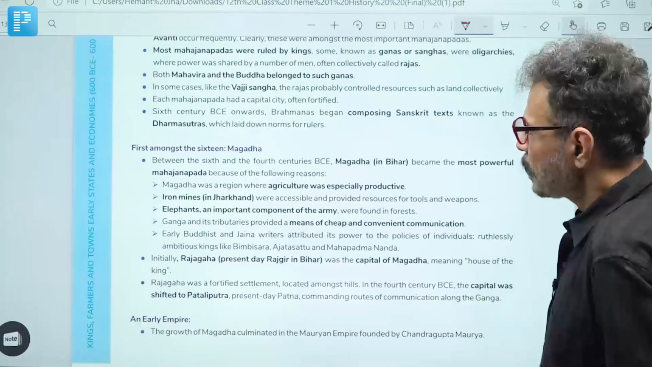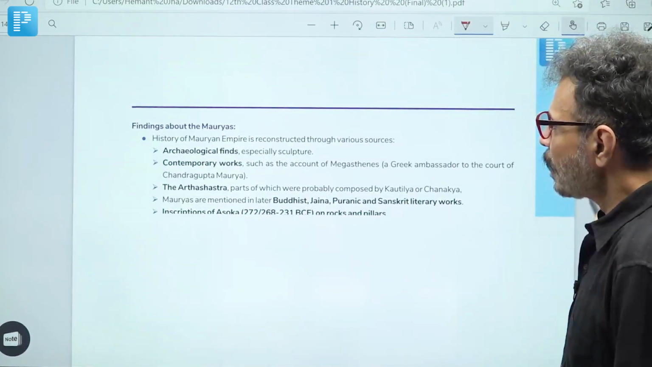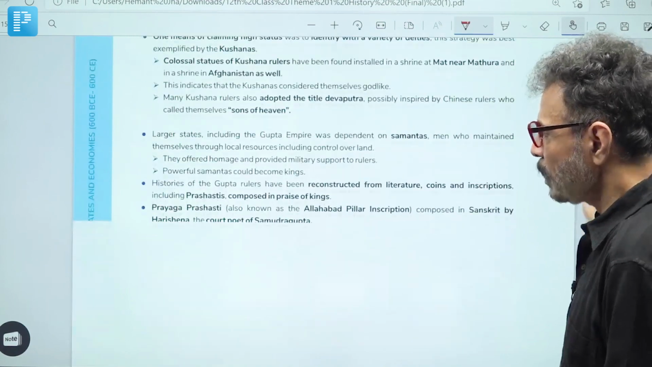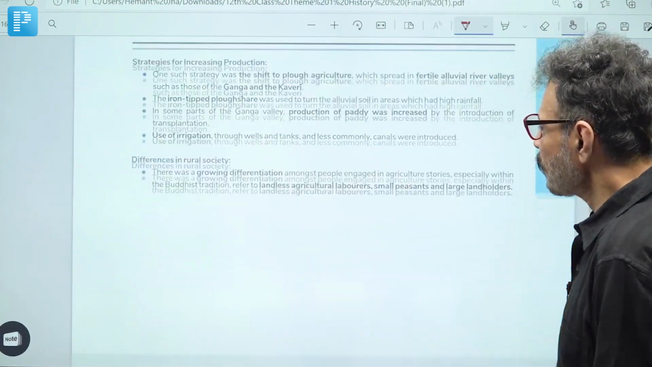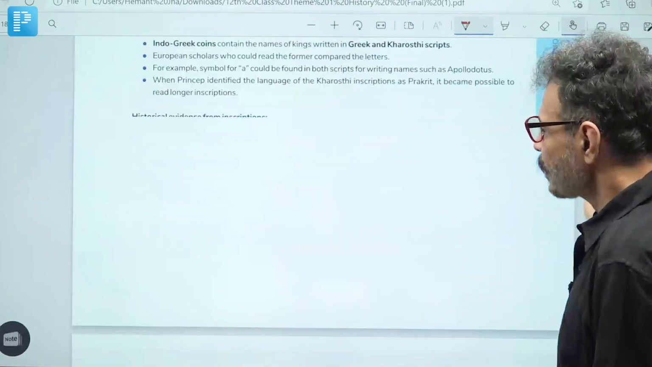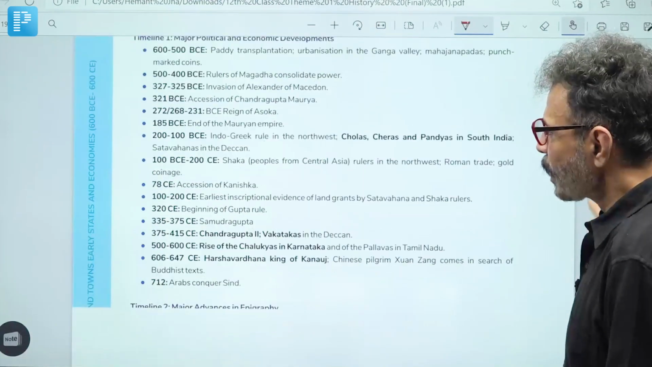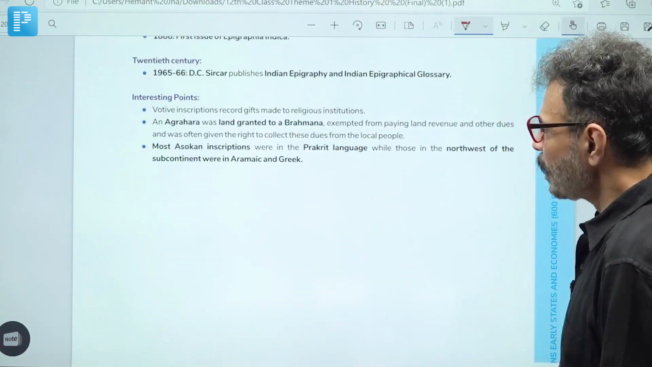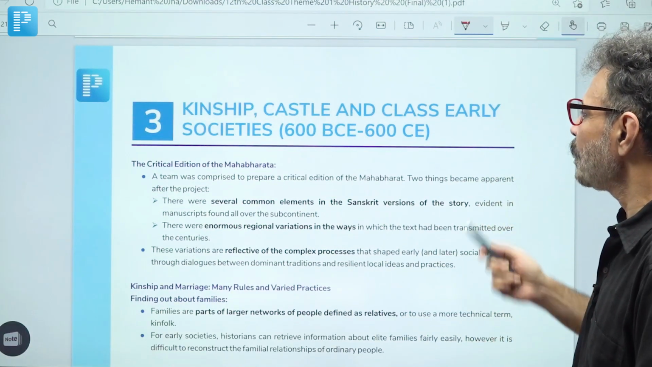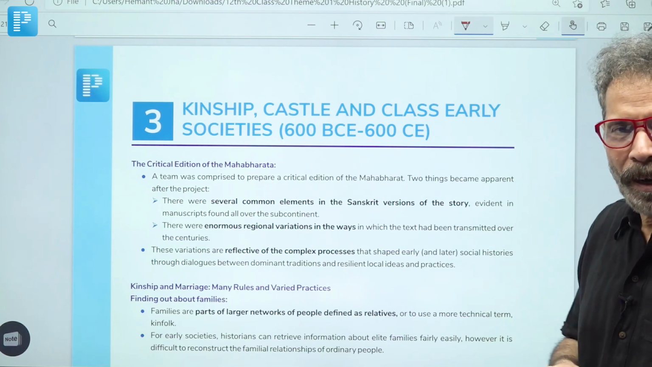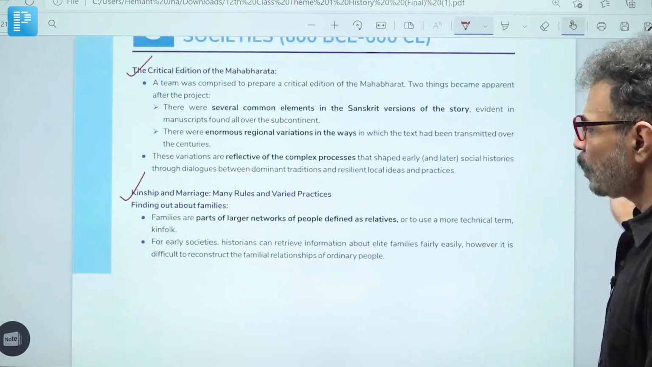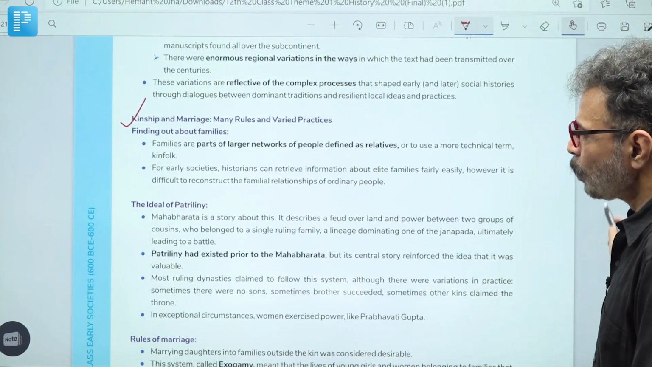So see, in all the pages you find here headings, subheadings, and important things in bold letters. And if any image, any diagram are relevant for you, that is also incorporated here. And now I'm going to show you the pages of the next one, and the next chapter here is chapter 3, Kinship, Caste and Class, Early Society, 600 BC to 600 C. Here also you find the same approach, headings, subheadings, and important things are mentioned in bold.